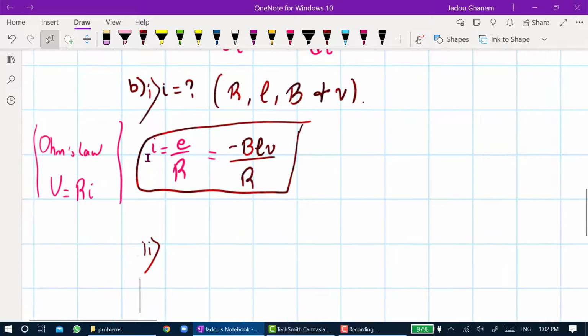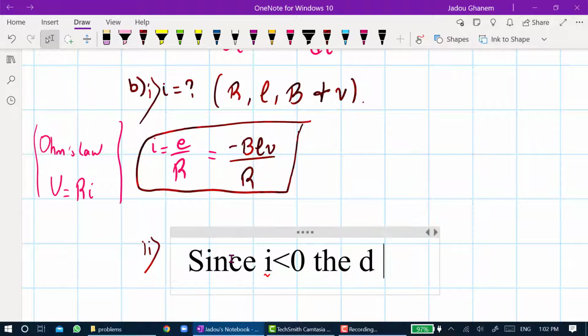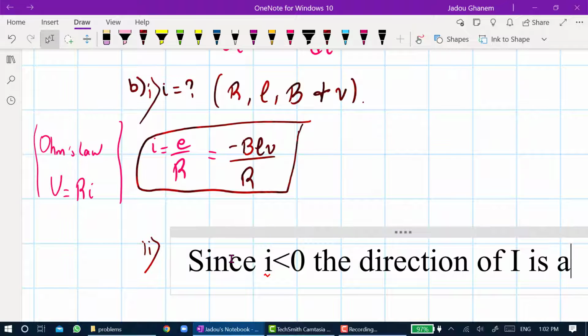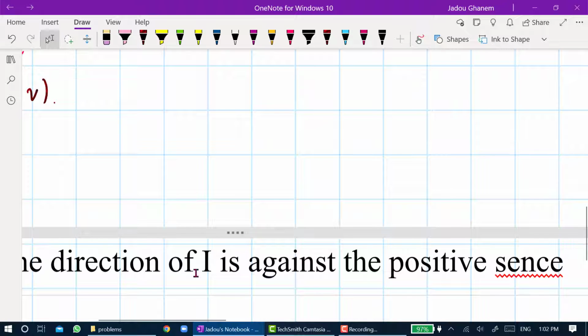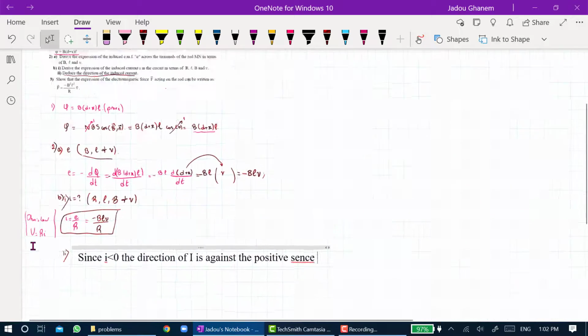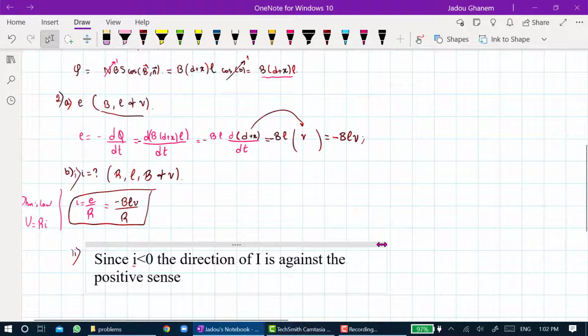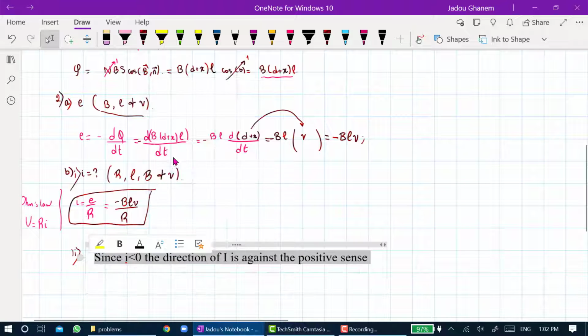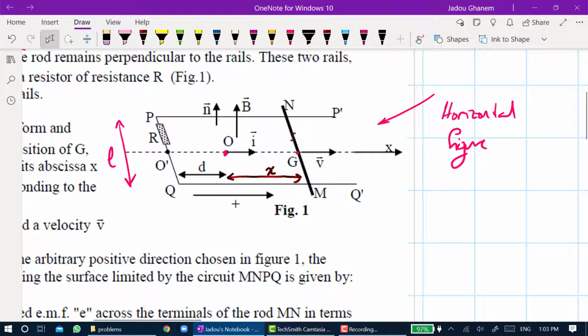In the previous part, we found that I is negative. So since I is negative, the direction of I is against the positive sense provided, or against the positive direction. From the negative sign, we know that the direction of the current I is against the positive direction. Where is the positive direction? As you can see here, this is the positive direction. It's from Q to M to N to P. But I is circulating in the opposite direction.